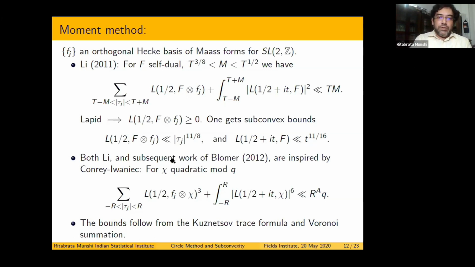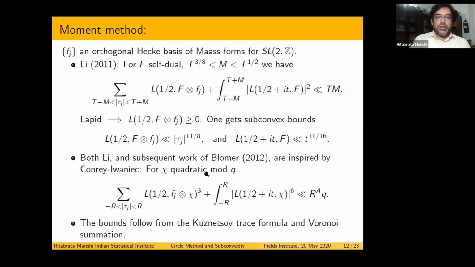And then there was a subsequent work of Blomer, where he looked at the twists of the symmetric square by quadratic characters. And again, for quadratic characters, we have such a non-negativity result. And so using that, he could also derive a subconvex bound for the symmetric square twisted by a quadratic character.